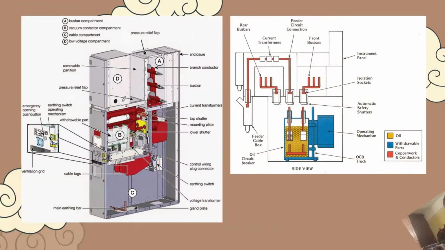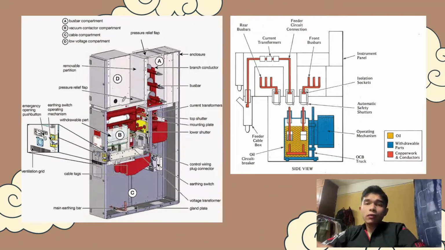For the high voltage switchgear, this switchgear consists of 4 main compartments. As we can see in the picture, A is the bus bar compartment, B is the vacuum contactor compartment, C is the cable compartment, and D is the low voltage compartment. And these compartments also consist of several components in them.